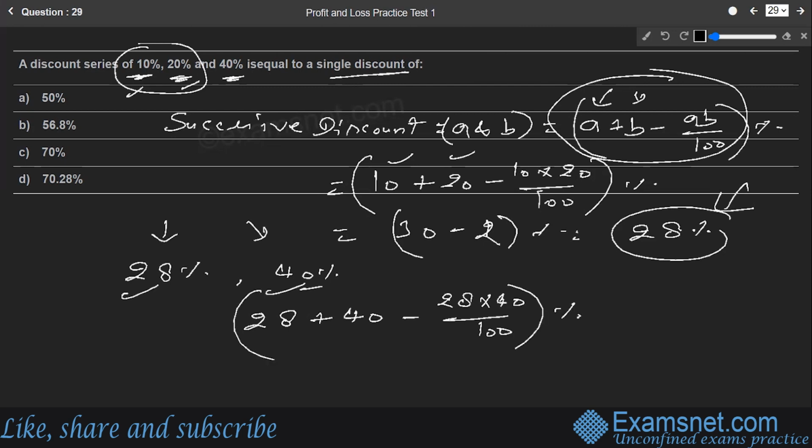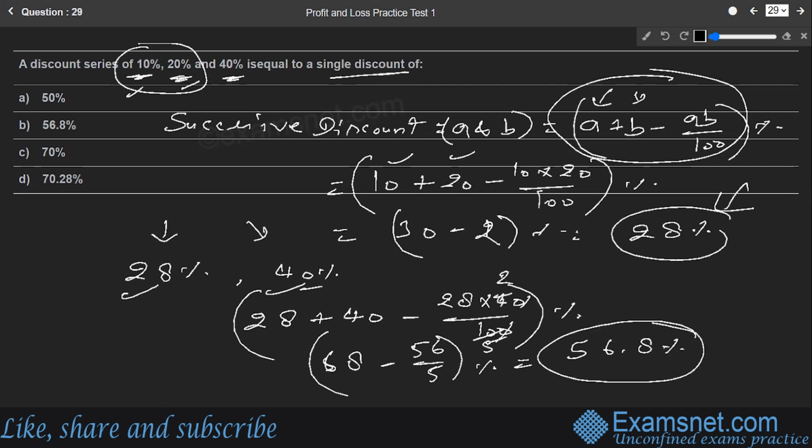So if you solve this further, this comes out to be 68 minus, if you cut these things like that, then this is going to be 5 here and then 2 here. This is 56 by 5%. If you solve this further, this ultimately comes out to be 56.8%, a single discount of 56.8%. And that is the right answer available in option number B.